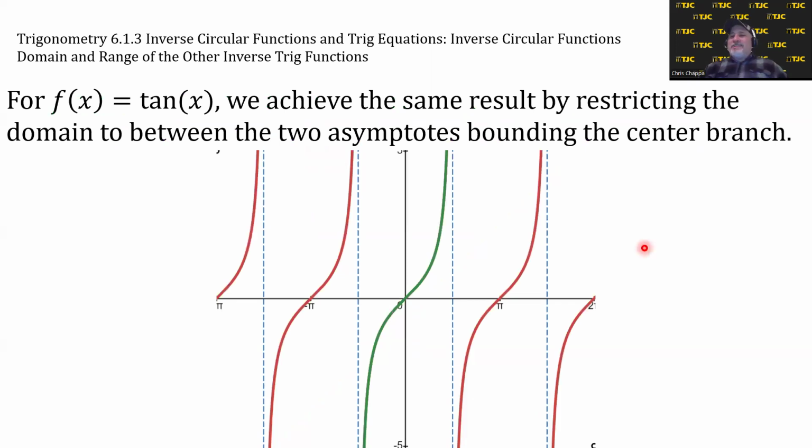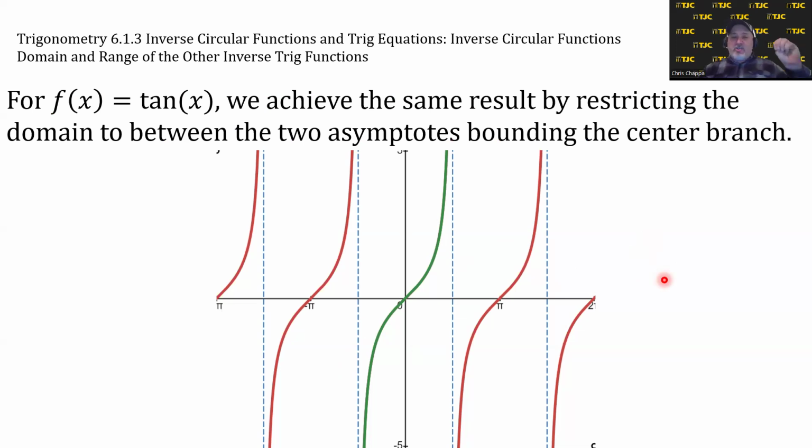For f of x equals tangent, we achieve the same result by restricting the domain to between the two asymptotes bounding the center branch. Here's the entire graph of tangent, or at least the part that I'm showing you, separated by its vertical asymptotes at odd multiples of pi over 2. I highlighted the one in the middle in green. That's the one we're going to keep. We only need one branch. More than one branch, we violate the horizontal line test.